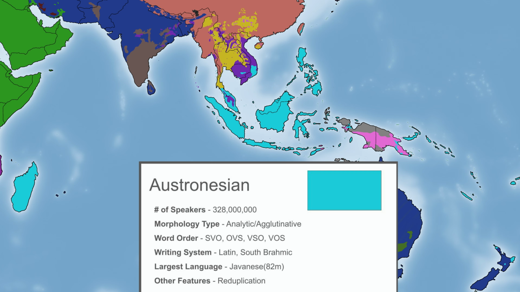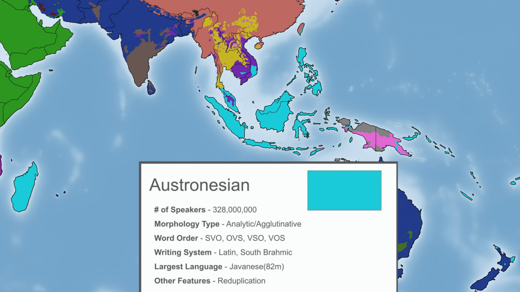The languages of the Philippines, along with the Oceanic languages, widely use the VSO word order, while Fijian and Malagasy use the rare VOS word order. Finally, the extremely rare OVS word order is used in the Aiwu language in the Eastern Solomon Islands. Most Austronesian languages use the Latin script, but some still use their traditional South Brahmic Abugidas. The most spoken Austronesian language is Javanese in Indonesia, with around 82 million speakers.